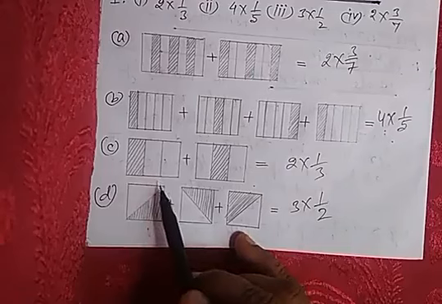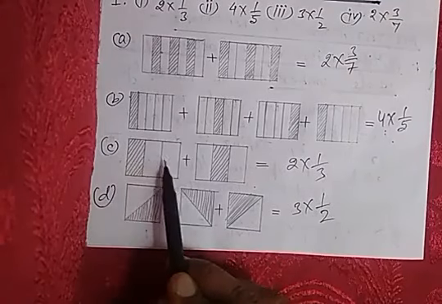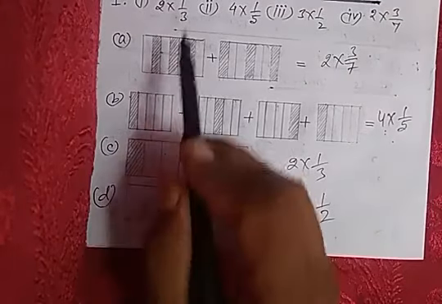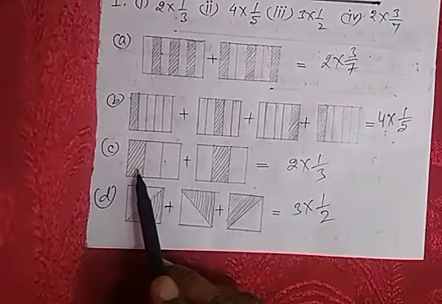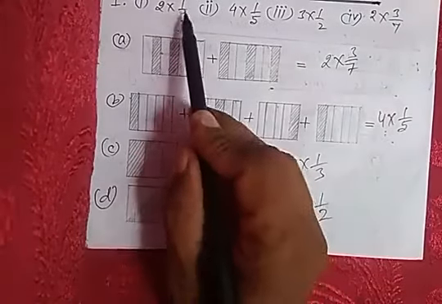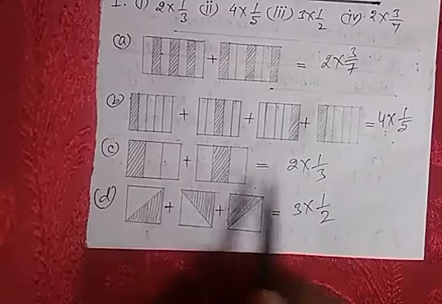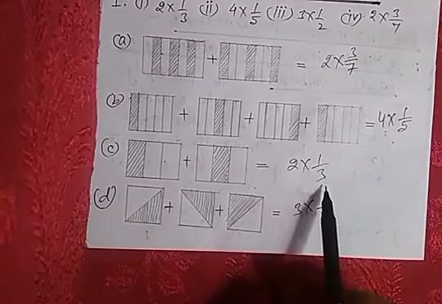Now C part. Total number of parts here is 3: 1, 2, 3. The denominator is 3. Number of shaded parts is 1, so 1 by 3. This figure shows 2 into 1 by 3.